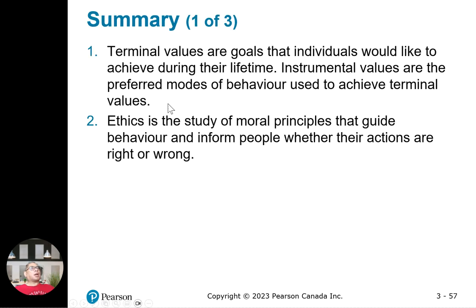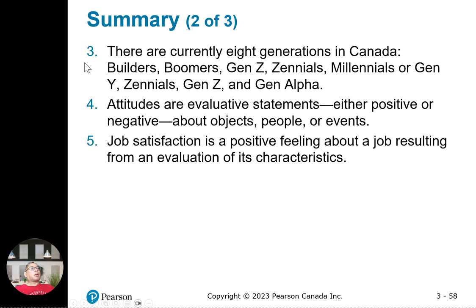So in summary, guys, one, terminal values are goals that individuals would like to achieve during their lifetime. Instrumental values are the preferred modes of behavior used to achieve terminal values. Number two, ethics is the study of moral principles that guide behavior and inform people whether their actions are right or wrong. Okay.